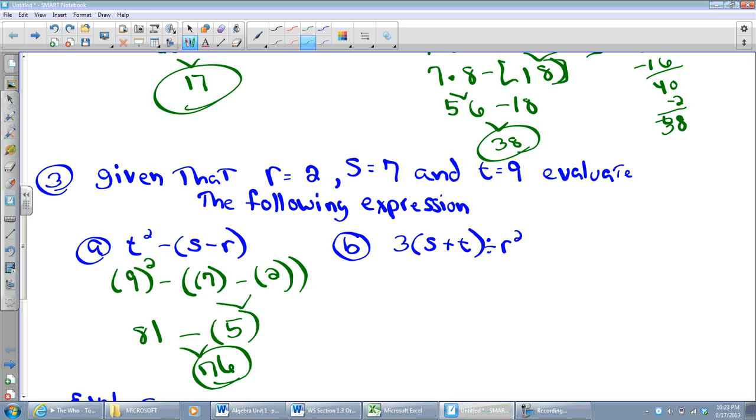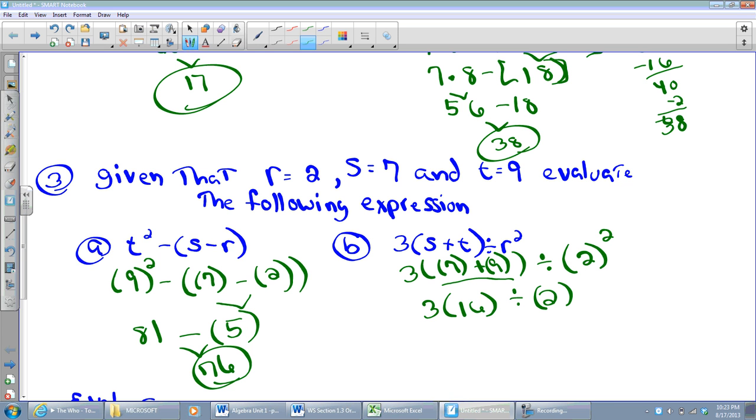Notice I'm doing this without a calculator. I expect you to be able to do most of these problems without a calculator as well. All right, problem B. 3 times the quantity of s, which is 7, plus t, which is 9, and then I'm going to divide by r squared. Well, there's 2 squared. So I'm going to start inside this quantity here and get 7 plus 9.